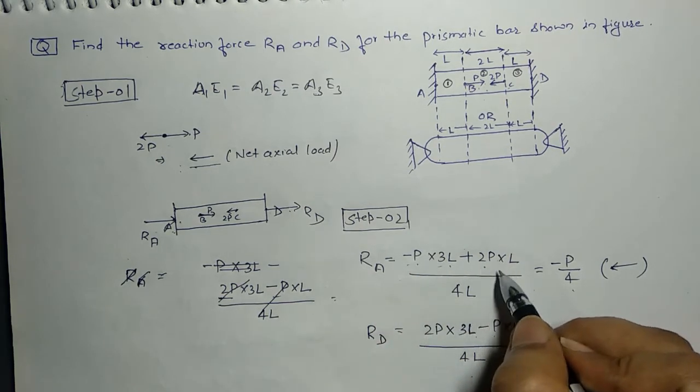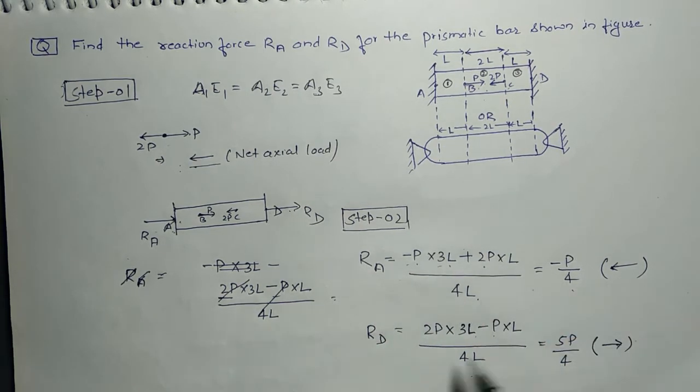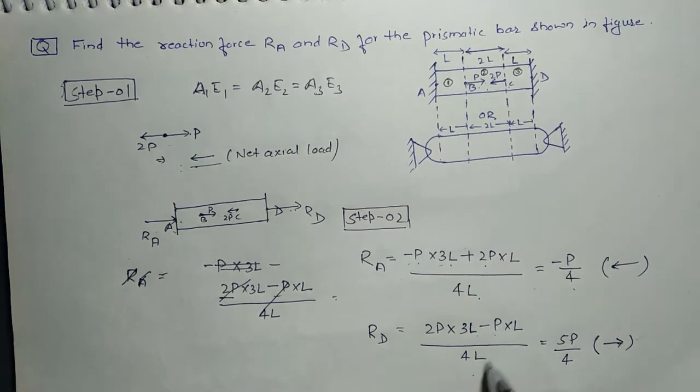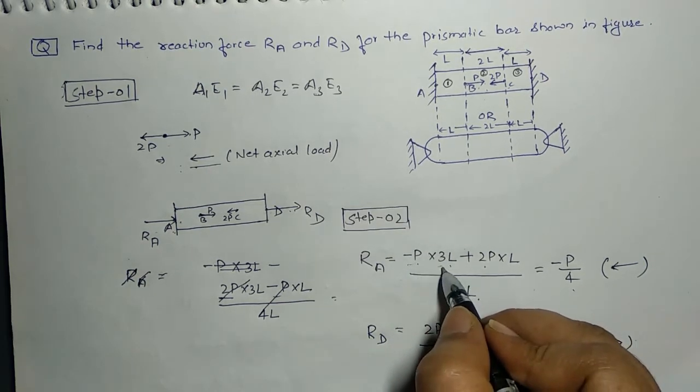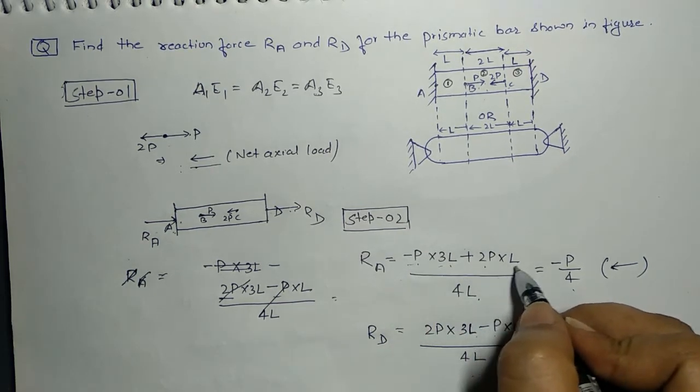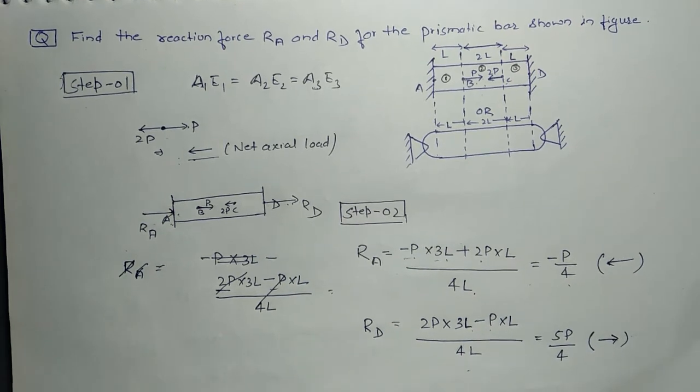Now in step 2 we can directly write the value of RA and RD, that is, RA equals minus P into 3L plus 2P into L upon length of bar, and for RD, 2P into 3L minus P into L upon length of bar. Now the question comes, why have I used here minus P, 3L, 2P and L? I am going to answer it.